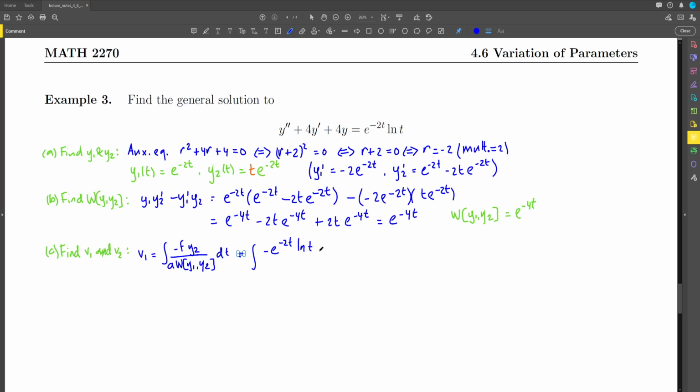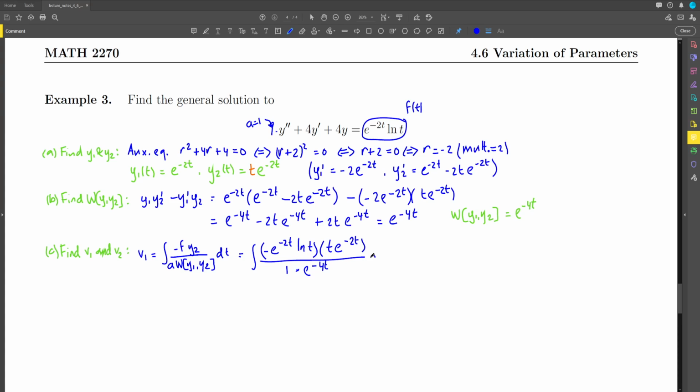We found y2 here, so that's times t e^(-2t). And then we divide that by a, and we see that this is our a equals 1, the leading coefficient. And so that's 1 times e^(-4t).